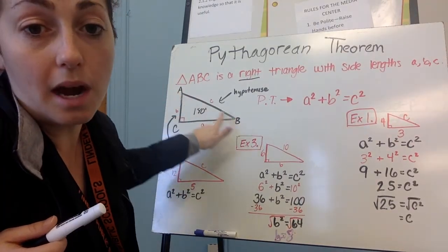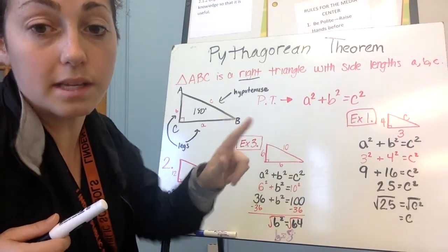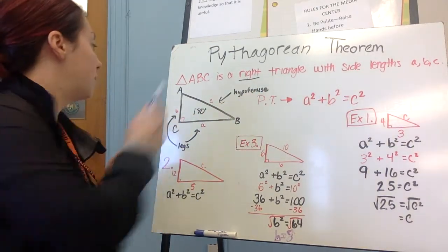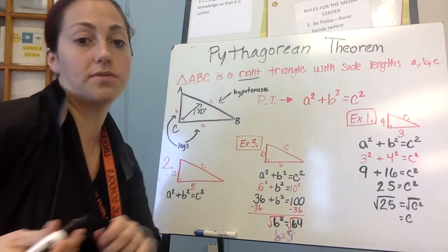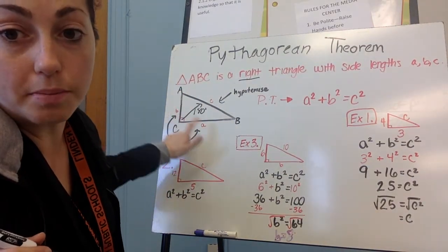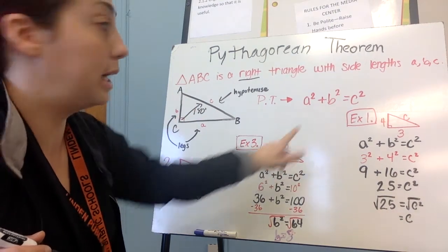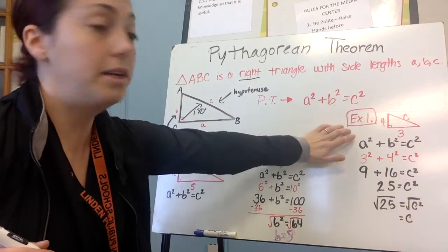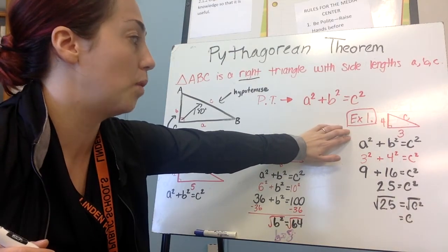Now, I want to point out that your c value is on the opposite side of the equal sign. That's your hypotenuse, and that is always directly across from that right angle. Your legs, which are your a and your b values, are the ones that we would add to equal that hypotenuse squared. Okay, so I want you to start looking over here at example 1.